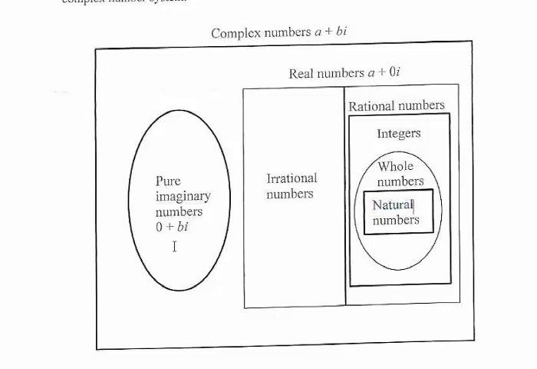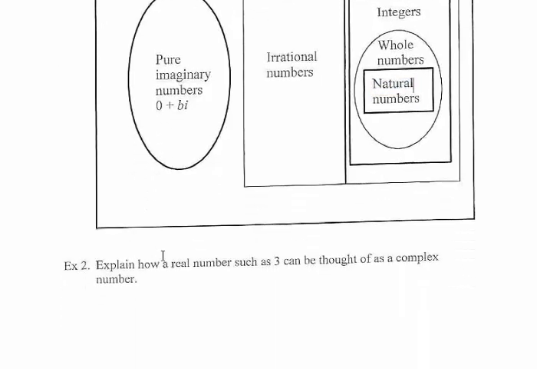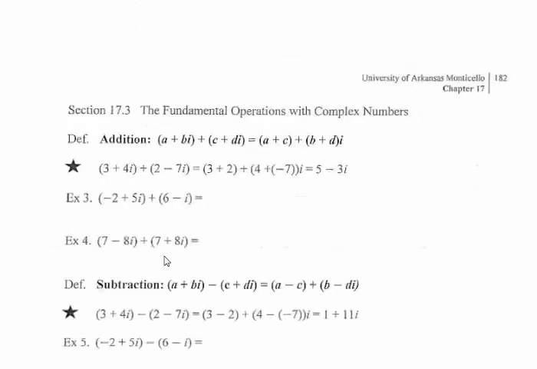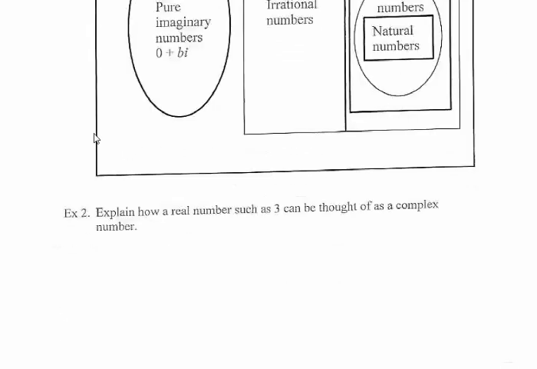But on the next page, just like real numbers, we can also add and subtract complex numbers. So example 2, it wants us to write 3, which is real. Okay, if we just write 3 down, there is no i, and so we can interpret this as a real number, but at the same time we could also write it as a complex number with a 0 imaginary part.